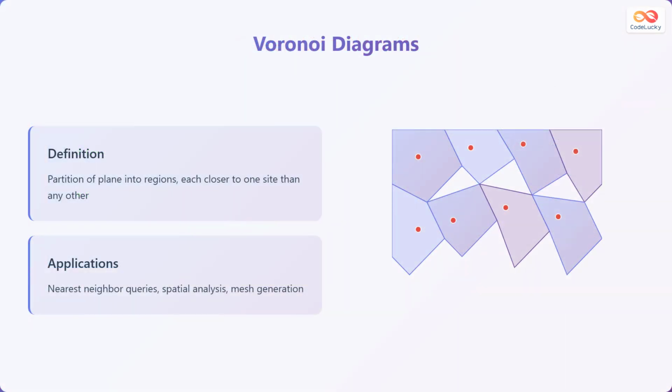Voronoi diagrams provide a partition of a plane into regions, where each region is closer to one site or point than any other. They have several practical applications, including nearest neighbor queries, spatial analysis, and mesh generation. Essentially, if you pick any location in a region, the nearest site is the one inside that location's region in the Voronoi diagram.